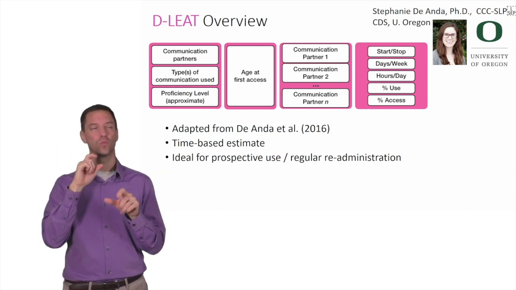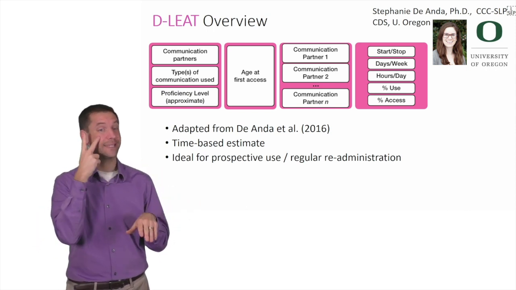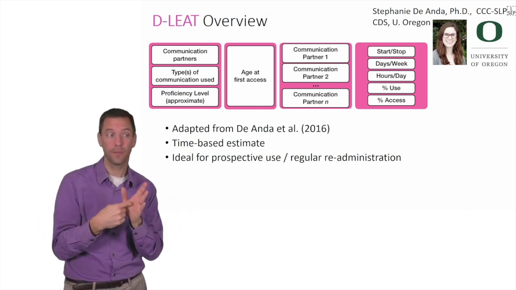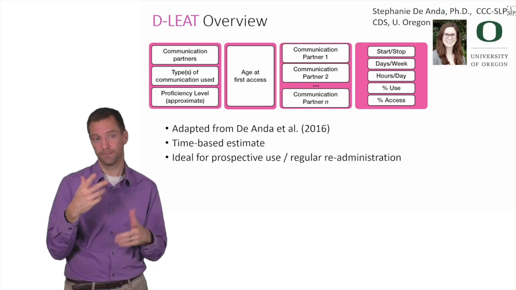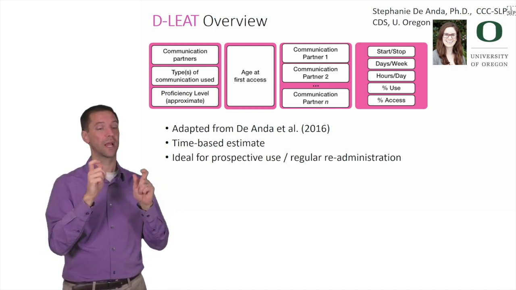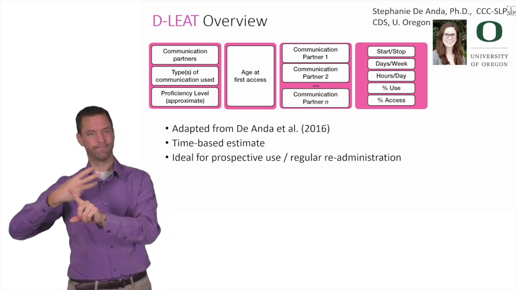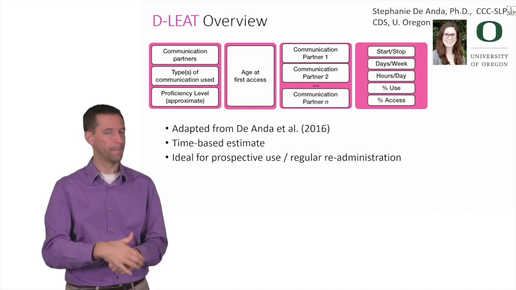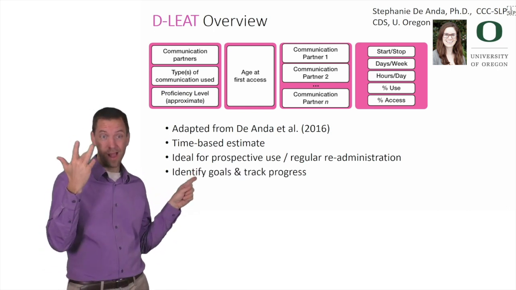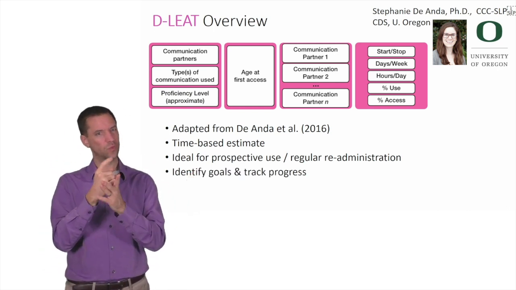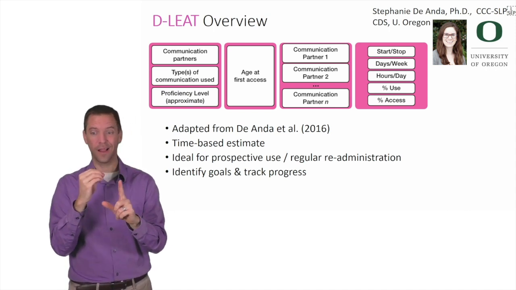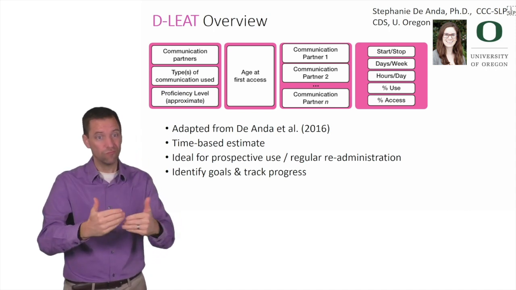We have noticed that the D-LEAT tends to be best when working with younger children that you're going to be seeing again and again. For example, children that you're serving through their IFSP. We recommend readministration every 6 months. Part of the reason for that is that this can help us identify goals and track progress.